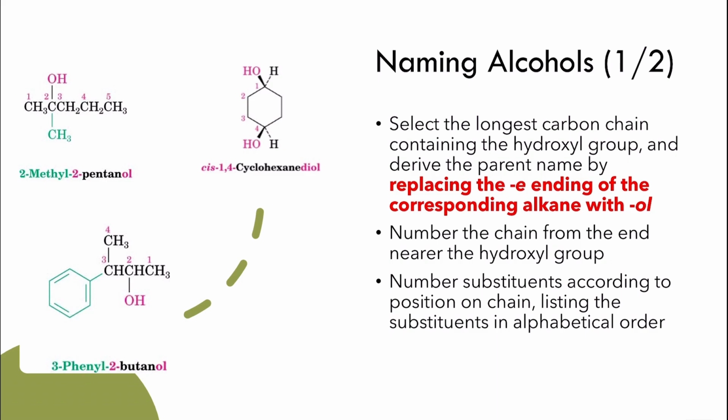So for example, CH3OH. We know that the parent is methane, so now this is going to be called methanol. So we replace the E in methane with an OL. So this is how we call our alcohols.